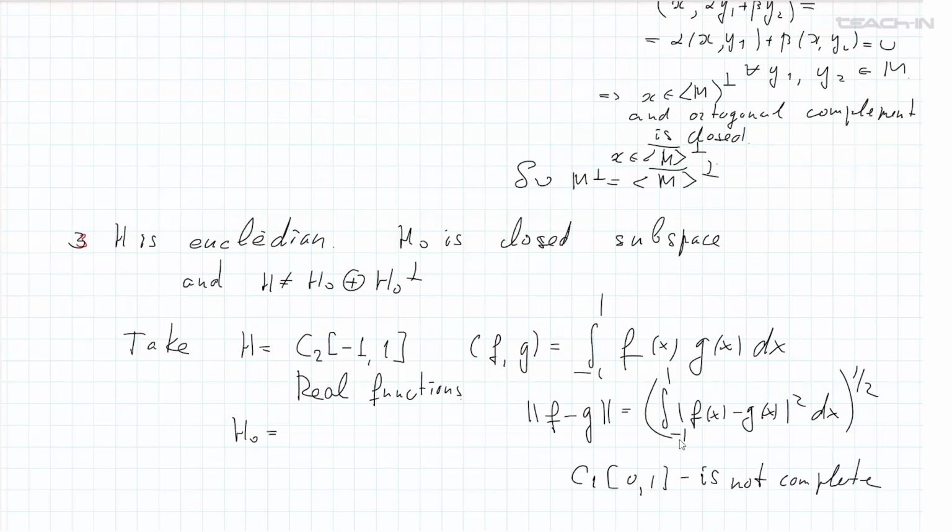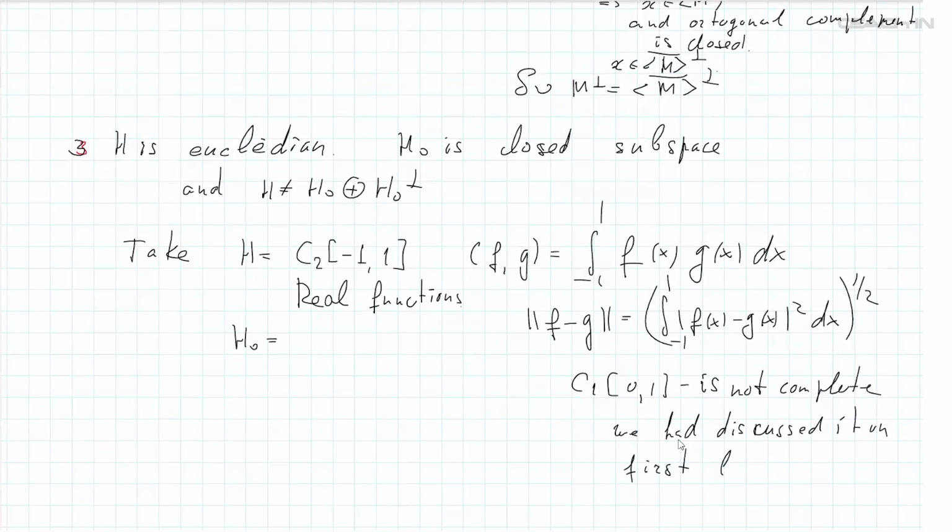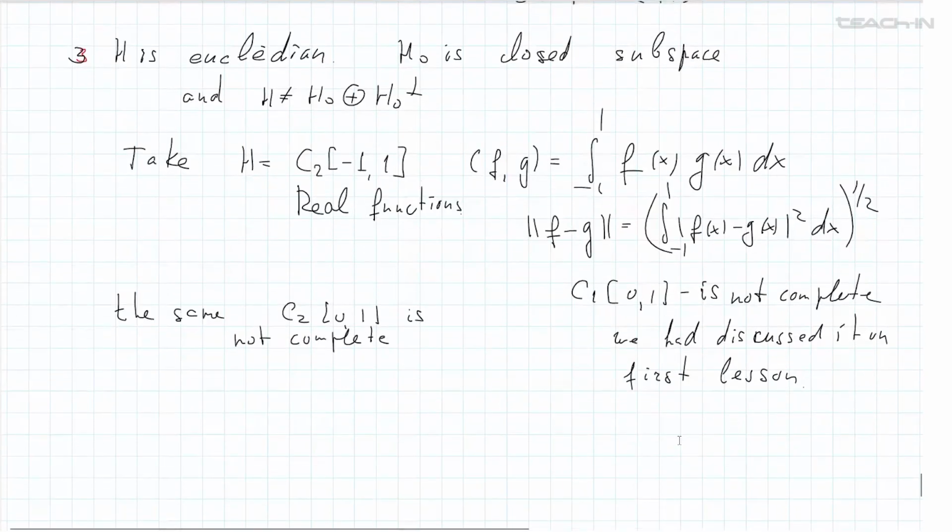I think we discussed it on the first lesson. Yes? We had discussed it on the first lesson. So the same, C2 0 1 is not complete. And just now I can describe the subspace H0.